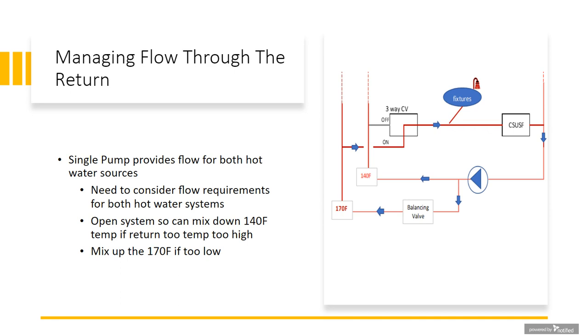And so what happens is the top return branch there through the pump that has 140 water, let's say you have 143 water coming back through that, because it's an open system, you're now permitted to add cold water to the system to mix it back down to 140. And then in the lower branch, the 170, which is going to be coming back lower than 170, you will be able to mix up that water temperature to 170 because it's an open system.